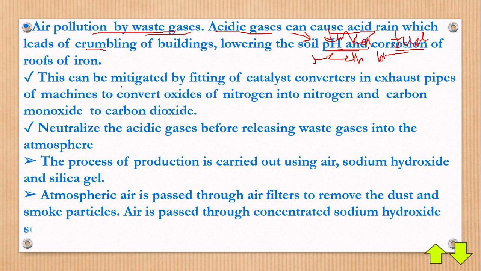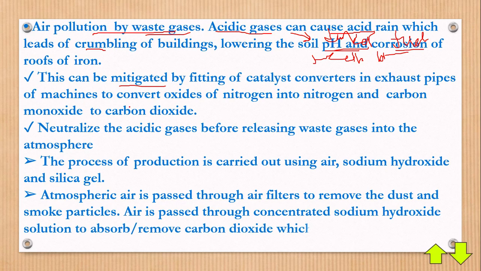This can be mitigated or avoided by fitting catalytic converters in the exhaust pipes of machines to convert oxides of nitrogen into nitrogen, and carbon monoxide to carbon dioxide. These catalytic converters can break down the nitrogen oxides, and they can also break down the carbon monoxide, which is a poisonous gas, into carbon dioxide, which is not that harmful to humans. And please, what you should know is that these catalytic converters are very expensive.